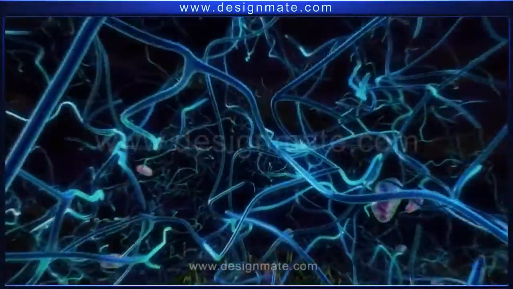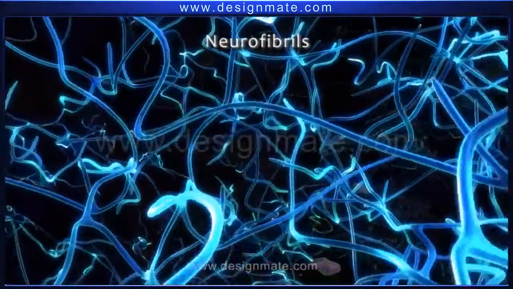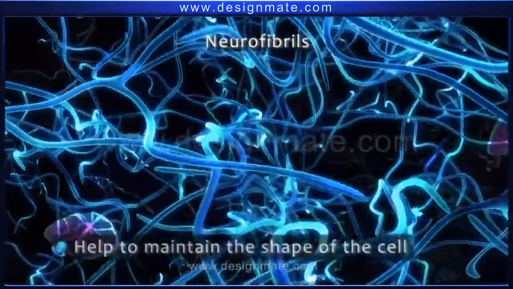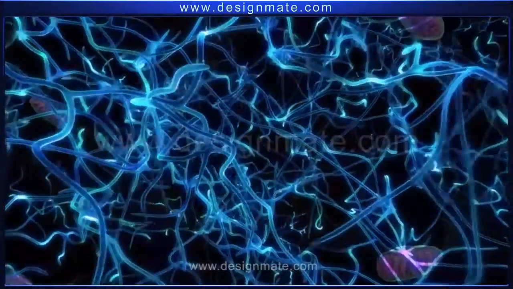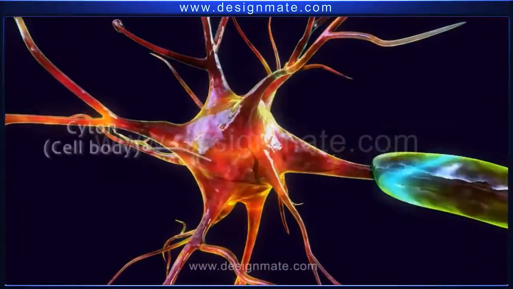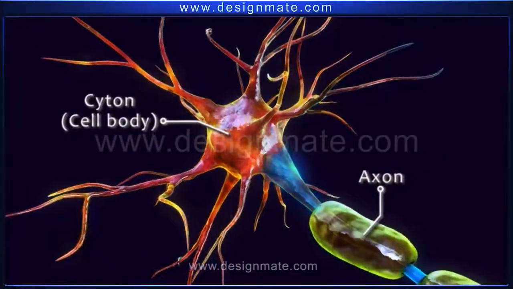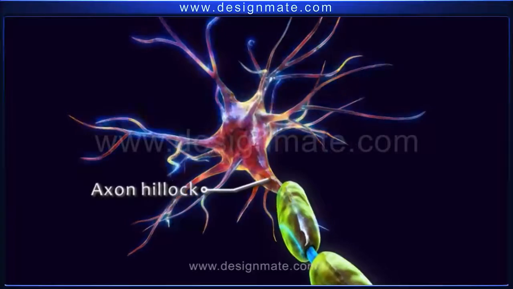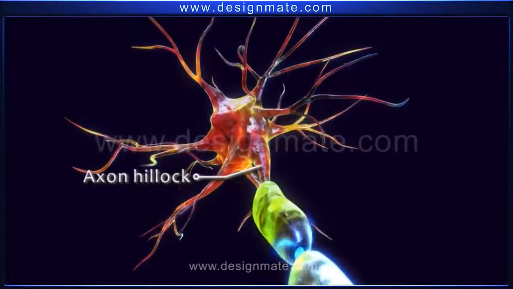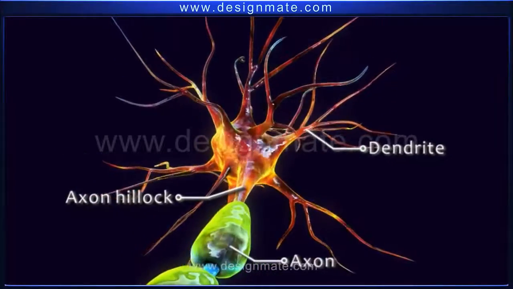Another characteristic feature of nerve cells are the neurofibrils, which are delicate thread-like structures that help maintain the shape of the cell. The part of cell body, or cyton, from where the axon emerges, is a cone-shaped structure known as an axon hillock. At the axon hillock, impulses received by the dendrites are accumulated and then transmitted through the axon.